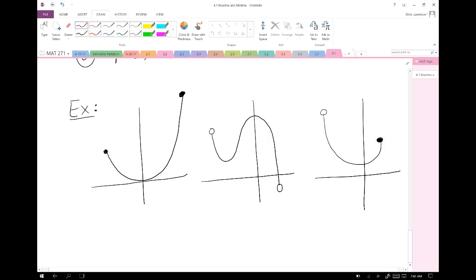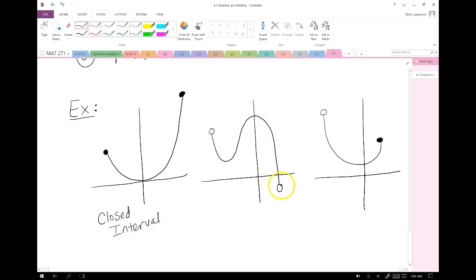All right, so a couple different graphs. They've got some different things going on with the endpoints. This first one is on a closed interval because both endpoints are being used. Both endpoints are colored in. Both endpoints are part of the interval. So this is a closed interval.